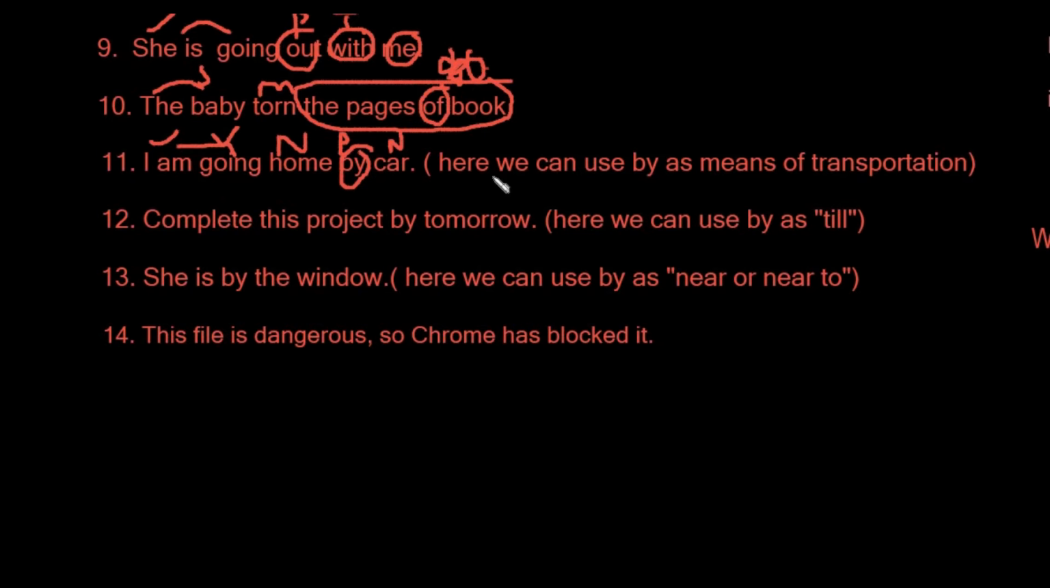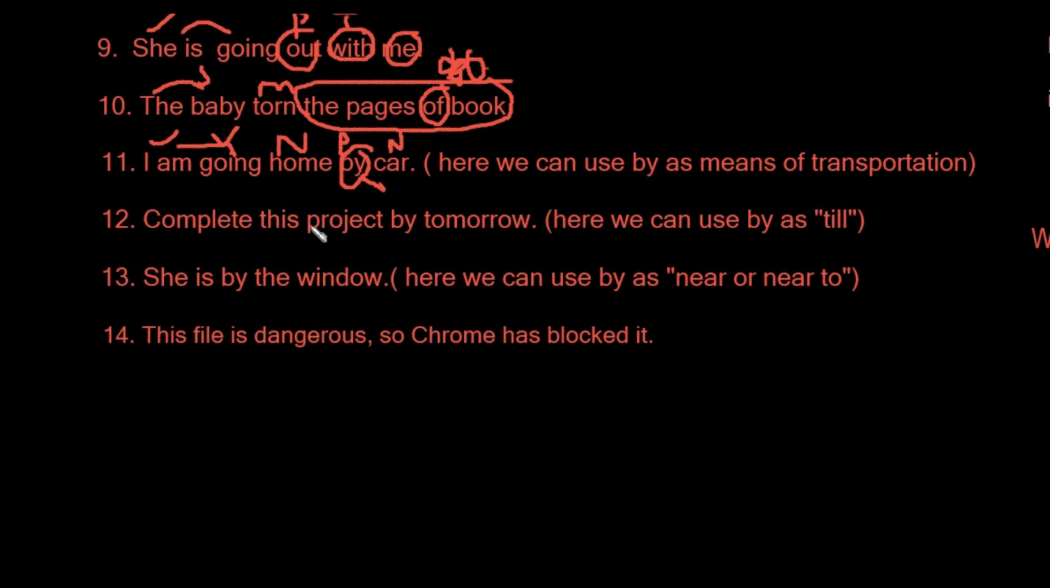Here we can use by as a means of transportation. So remember, by is used for transportation, like I'm going home by car, by cycle, by train, by plane, etc. So we can use vehicles or things like that with by when it is about the means of transporting something from one place to another.